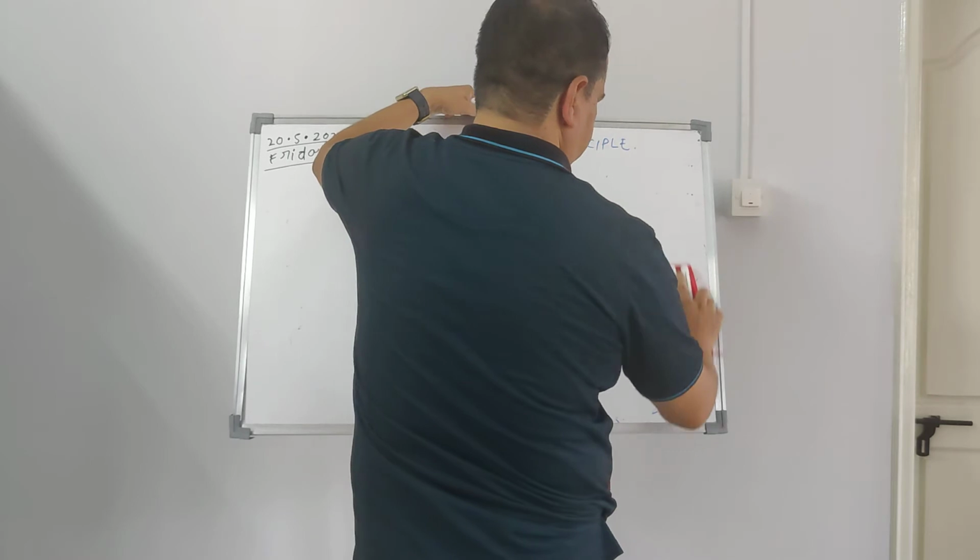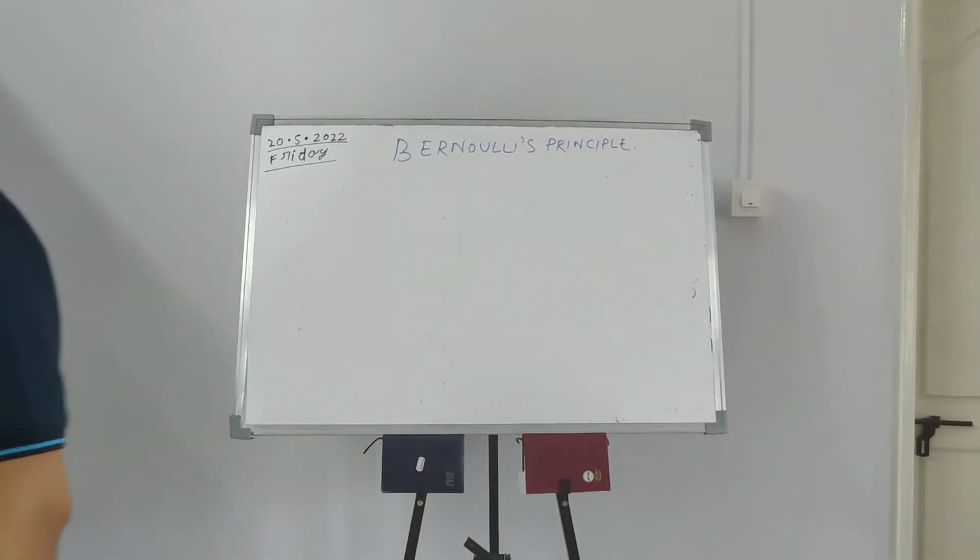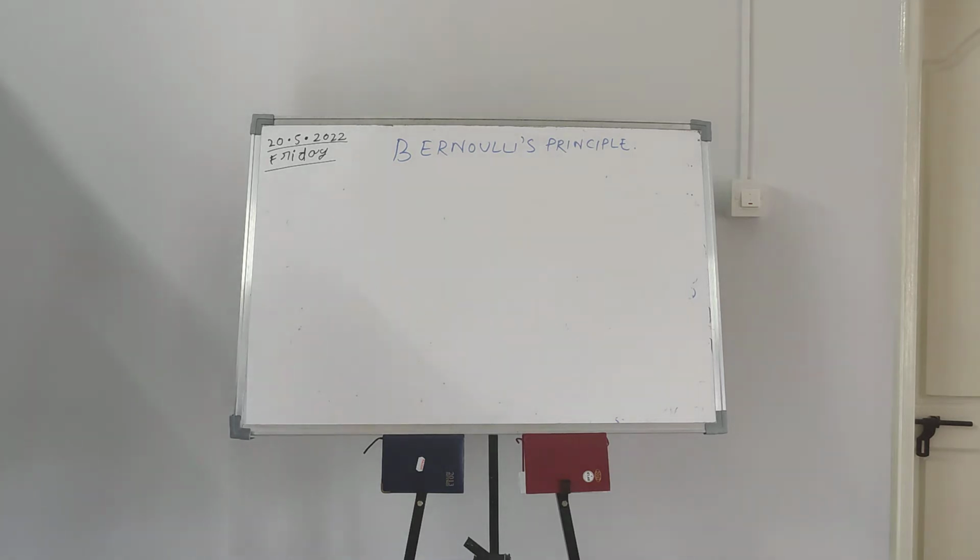So always remember this: A1 V1 is equal to A2 V2. It comes from A1 V1 rho 1 and A2 V2 rho 2. Because rho 1 is equal to rho 2, water is incompressible. The density does not change. That's why A1 V1 is equal to A2 V2.